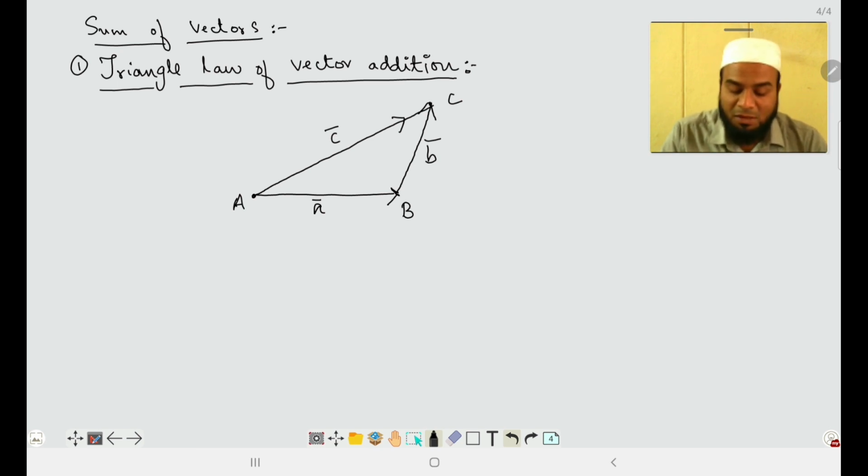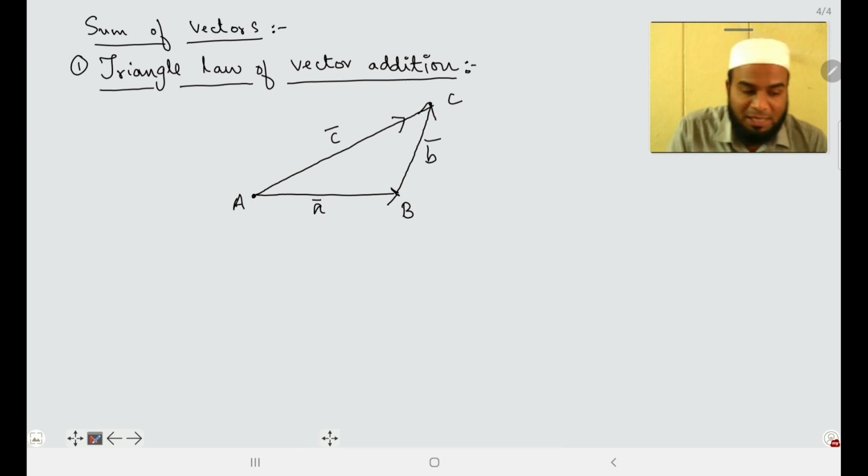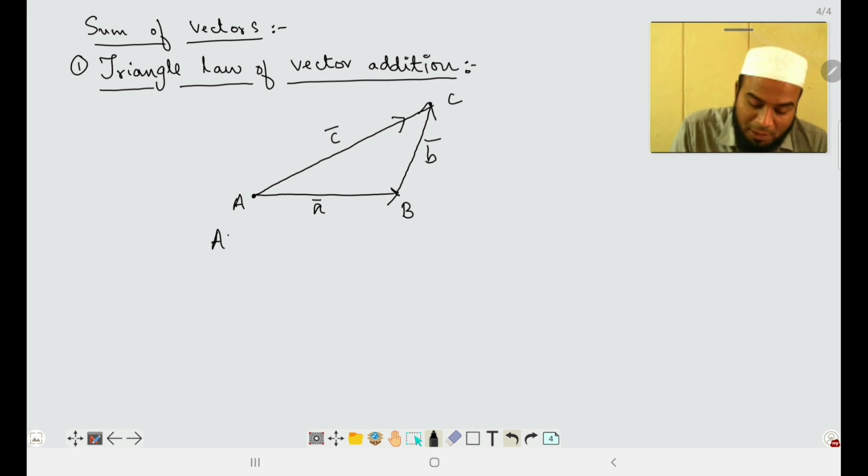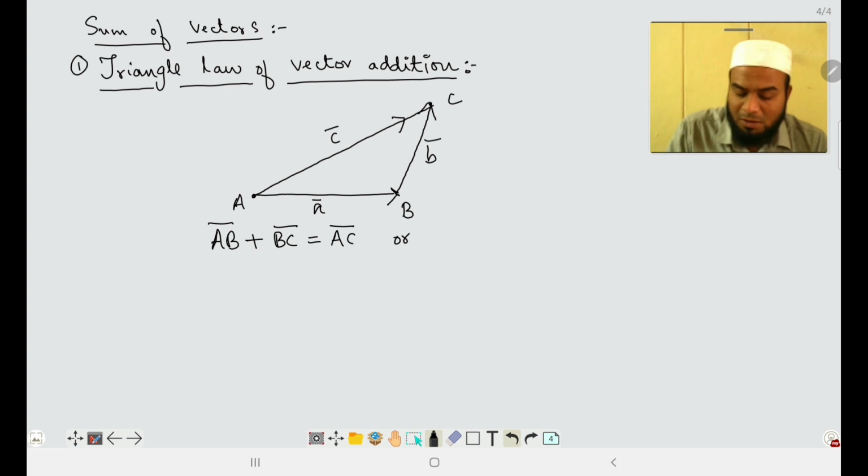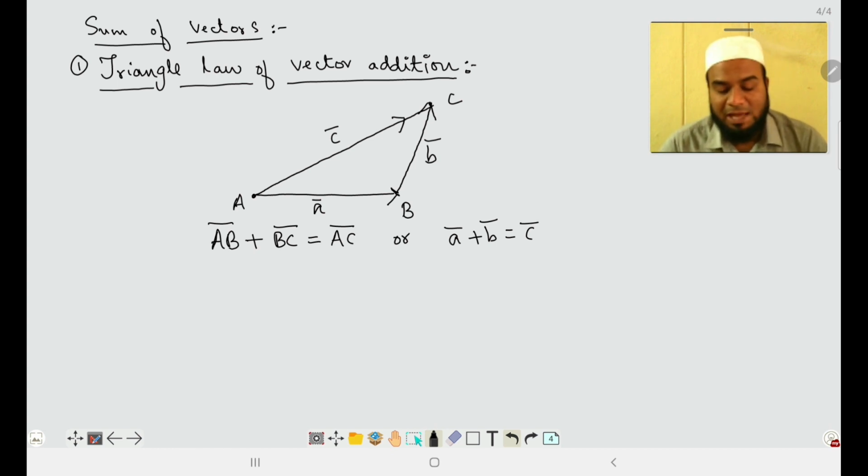So what is happening when a person is traveling from the point A to B and B to C, then the total displacement is given by the vector A to C, that is C bar. Here we can say the vector AB bar plus the vector BC bar is nothing but the vector AC bar, or how can we write this? A bar plus B bar is nothing but C bar, right? This is called the triangle law of vector addition.